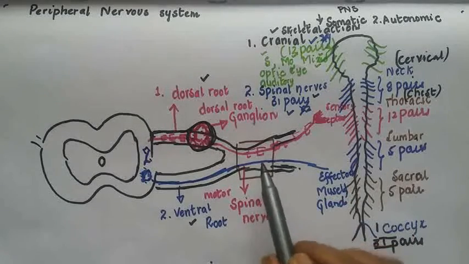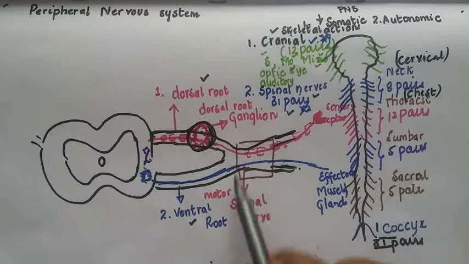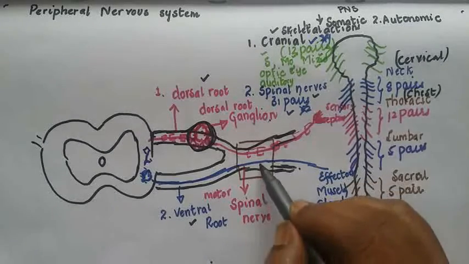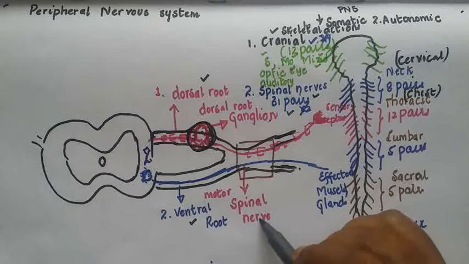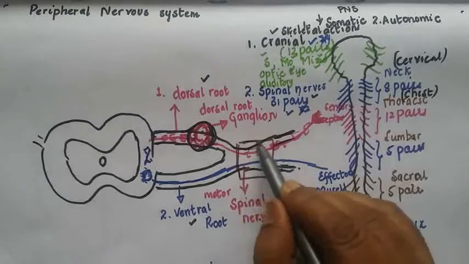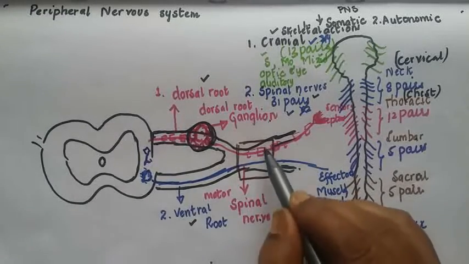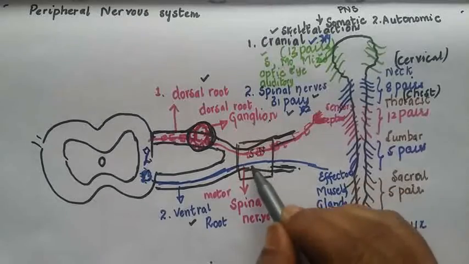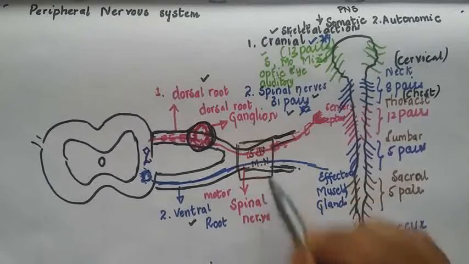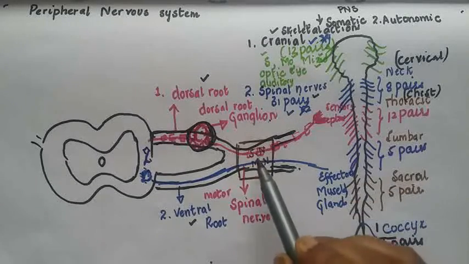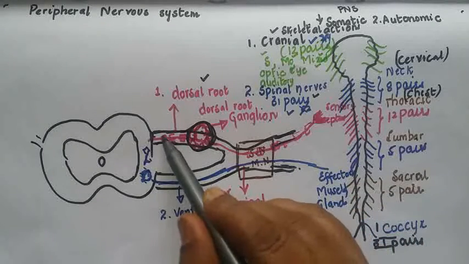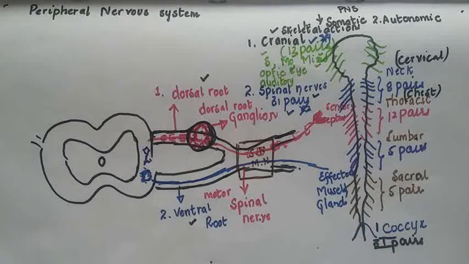You can see that at this junction we have both sensory nerve fibers and motor nerve fibers. So this is a junction. What do we call it? A mixed nerve, because it contains both sensory nerve fibers and motor nerve fibers. From this junction it separates to form the dorsal root and the ventral root.